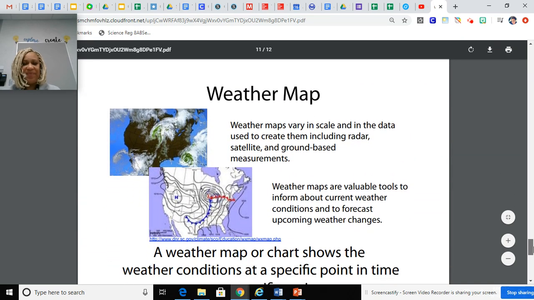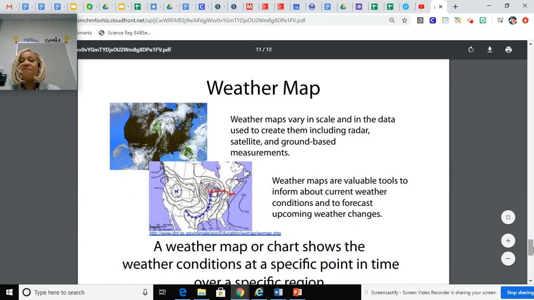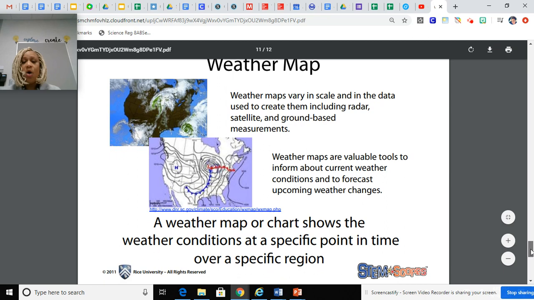Weather map. Here you go. Weather maps vary in scale and in data used to create them, including radar, satellite, and ground based measurements. Remember the barometer. Weather maps are valuable tools to inform about current weather conditions and to forecast upcoming weather changes. A weather map or chart shows the weather conditions at a specific point in time over a specific region.